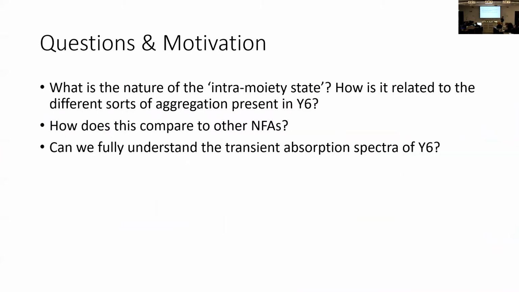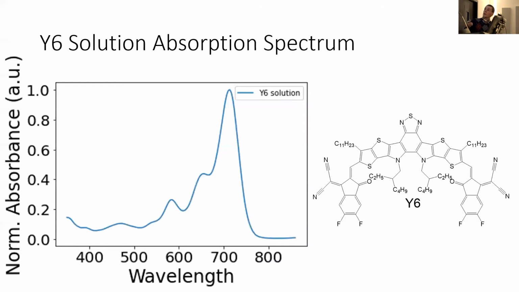So, to summarize, my motivation and the questions I wanted to answer were: can we really understand the structure and the nature of this intramoiety state? How does this compare to other NFAs in different families? And that I will also answer. Can we really understand the photophysics of this material?